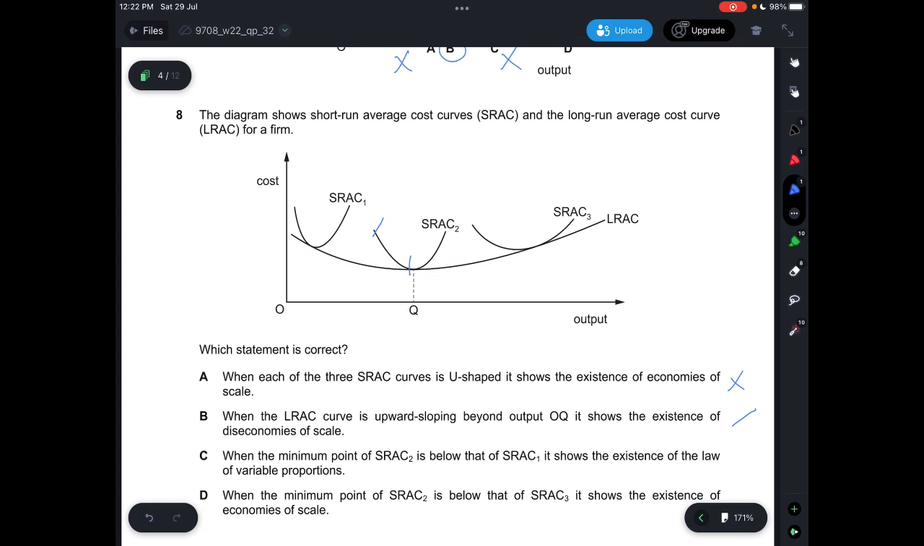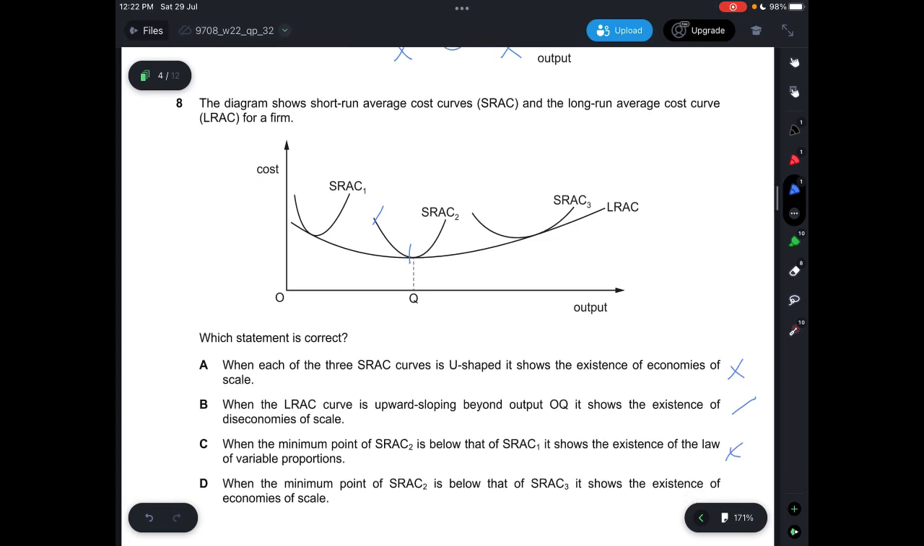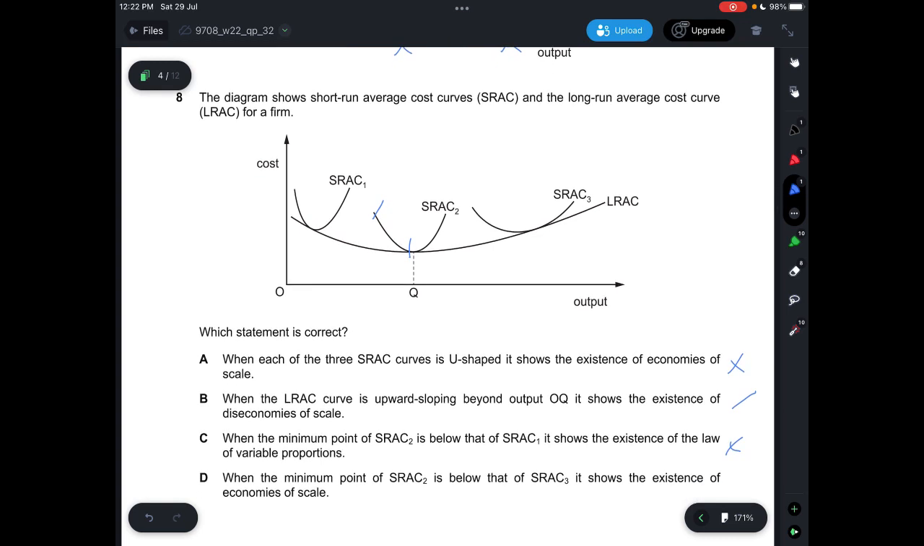And C, when the minimum point of SRAC2 is below that of SRAC1, it shows the existence of the law of variable proportions, which is incorrect. And D, when the minimum point of SRAC2 is below that of SRAC3, it shows the existence of economies of scale, which is incorrect.